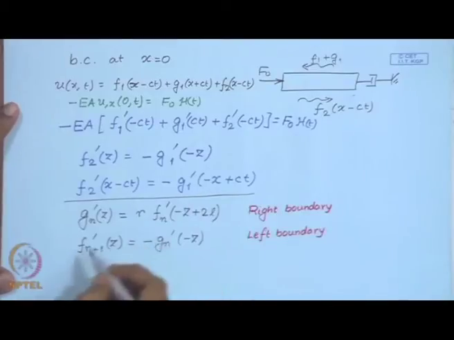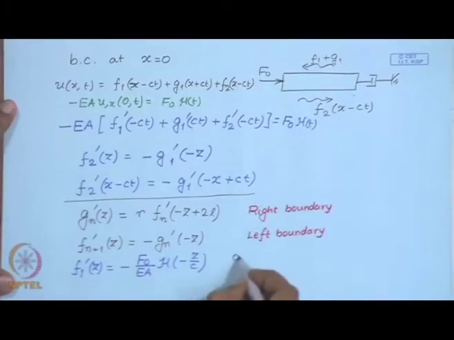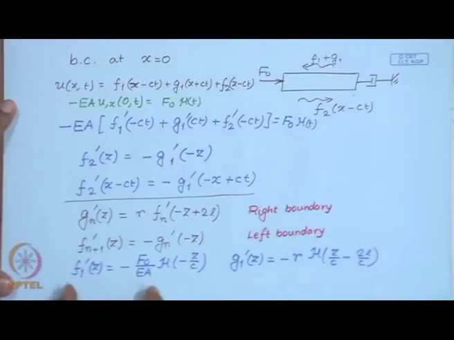And thus at the start, f 1 prime, we have already solved this. f 1 prime is this and g 1 prime. So, once we know f 1 prime and g 1 prime, we can use this recursion to find out the wave at any nth reflection.